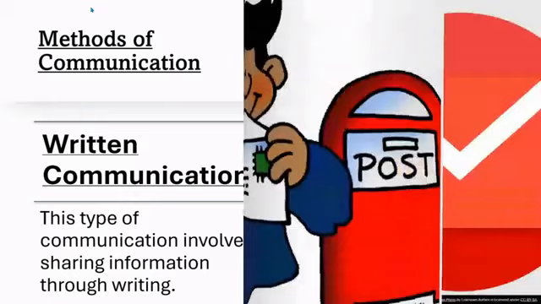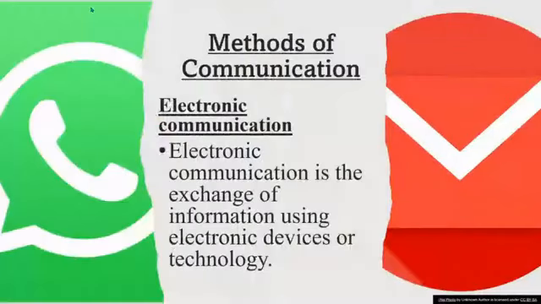Then we have electronic communication. Electronic communication is the exchange of information using electronic devices or technology. So whenever we're exchanging information with the use of our cell phones, probably via WhatsApp or email, then we're engaged in electronic communication.